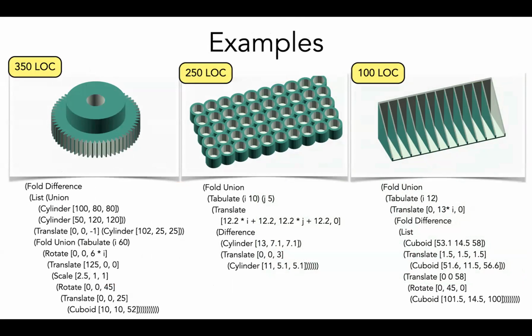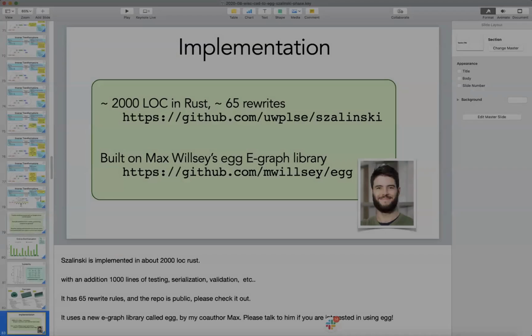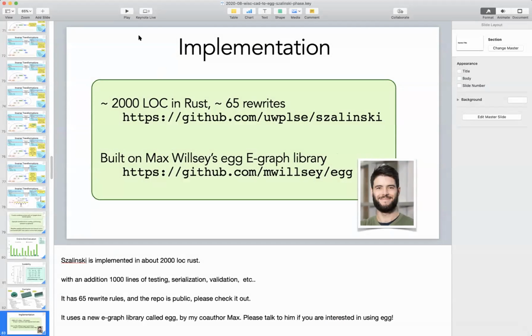You get these small programs, these different patterns. The implementation is about a couple thousand lines of Rust. Please check it out. What made it really fast was this new library called egg that's specialized to equality saturation. So let me switch back really quickly to this other deck.